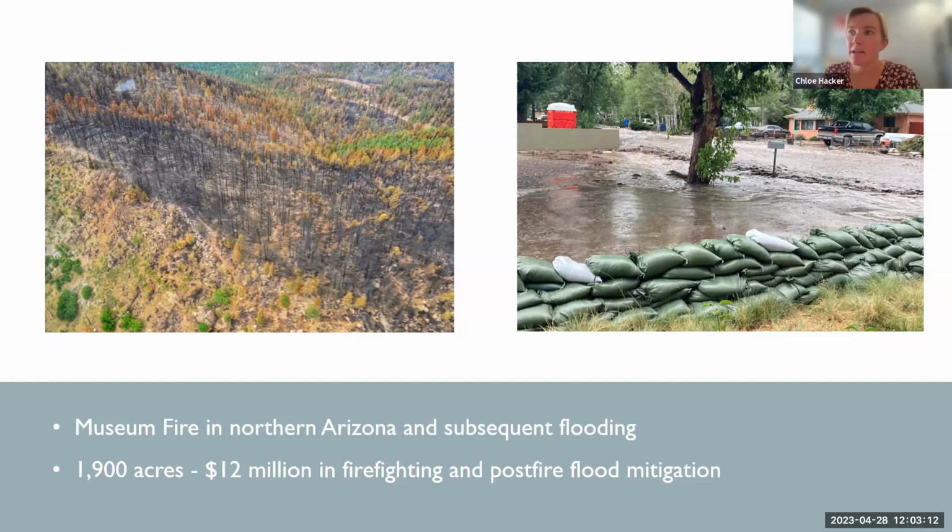So this is an example on the left. It's an image of a burn scar from the Museum Fire that burned in northern Arizona. And then on the right is subsequent flooding that occurred after summer rain events. This fire was relatively small at 1,900 acres, but because of its positioning so close to the town of Flagstaff, when big summer monsoons hit, it caused big damage through flooding because the scarred land did not have the capability to deal with water as it normally can with vegetation.